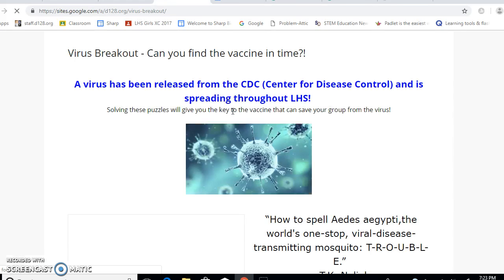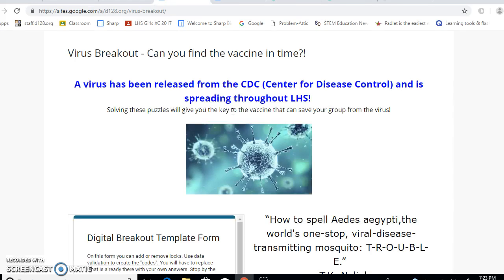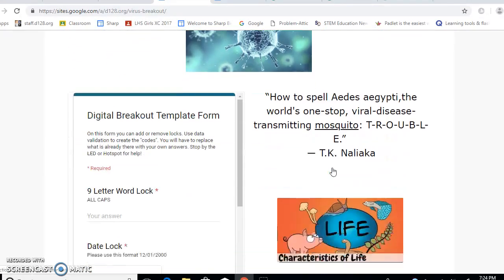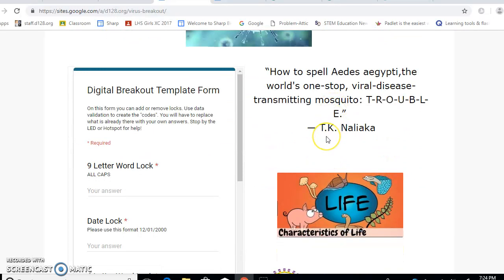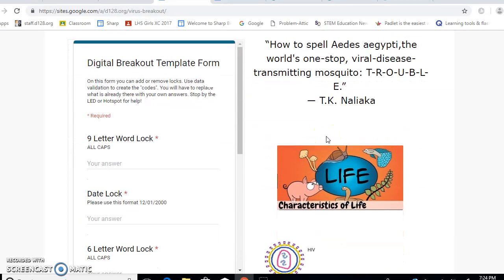So that was a website that they were provided, and it brought them to this. It says, virus breakout, can you find the vaccine in time? A virus has been released from the CDC, Center for Disease Control, and is spreading throughout LHS. Solving these puzzles will give you the key to the vaccine that can save your group from the virus. And as you can see, as I'm reading the word vaccine, you can tell there's a link. So basically on this website, mosquitoes is a link too. There are a bunch of hidden links on here.